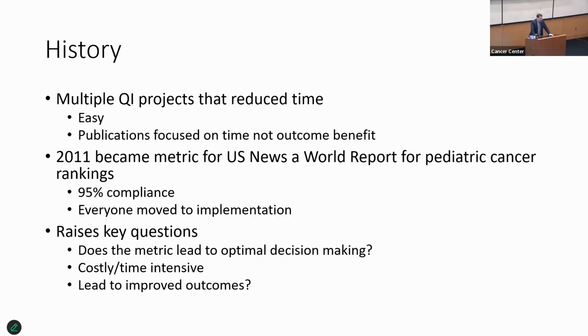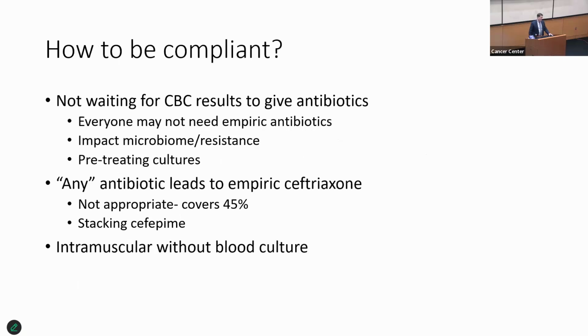And in fact, in 2011, it became a metric for U.S. News and World Report pediatric cancer rankings. So if you didn't have 95% compliance on it, then you would get dinged on the ranking of your program. And so that would cause everyone to move to implementation, because nobody wanted to risk the ranking of their program. But it raises some questions. Does doing this metric lead to optimal decision making? It's costly and time intensive. A lot of times people had to hire nurses and nursing teams to monitor this. Is it worth the cost? And really, does it lead to improved outcomes?